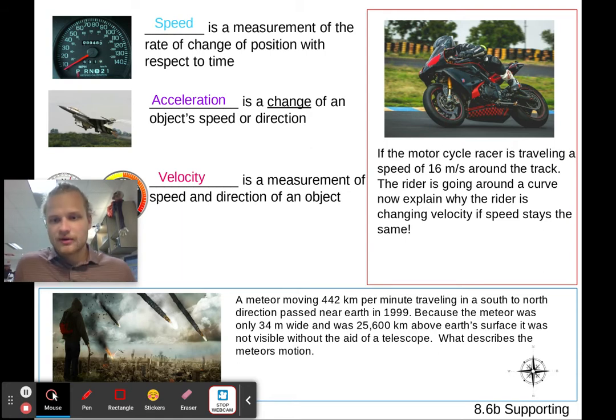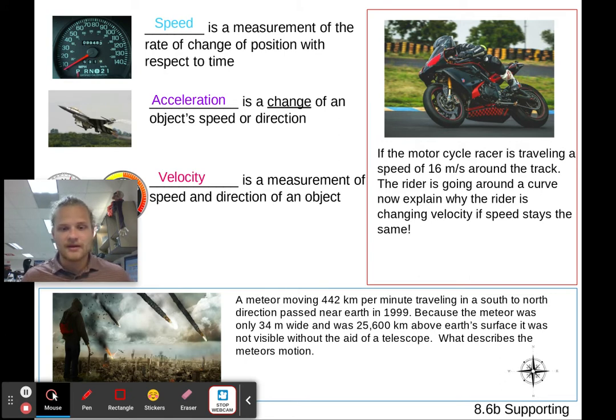If a motorcycle racer is traveling at a speed of 16 meters per second around the track, the rider is going around a curve. Now explain why the rider is changing velocity if speed stays the same. Okay, if you're going around a curve, you're changing directions, and so his velocity is changing. The direction he is headed is changing.